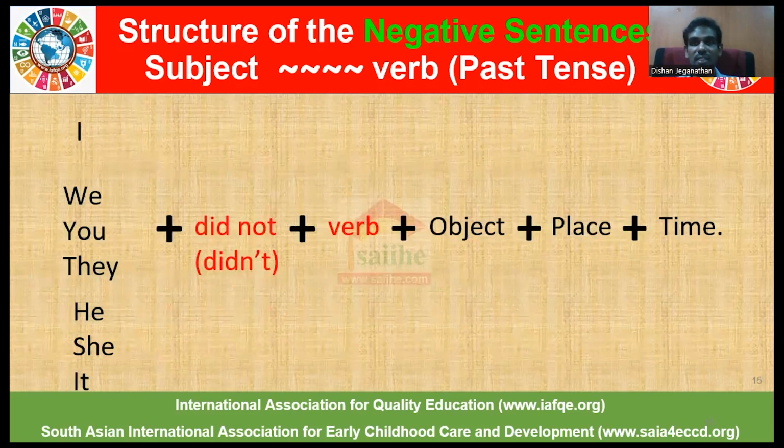The structure of the negative sentence in past tense for all the subjects from I to it will be using didn't plus the verb plus object with place and time. Keep in mind, the verb will be the base form.